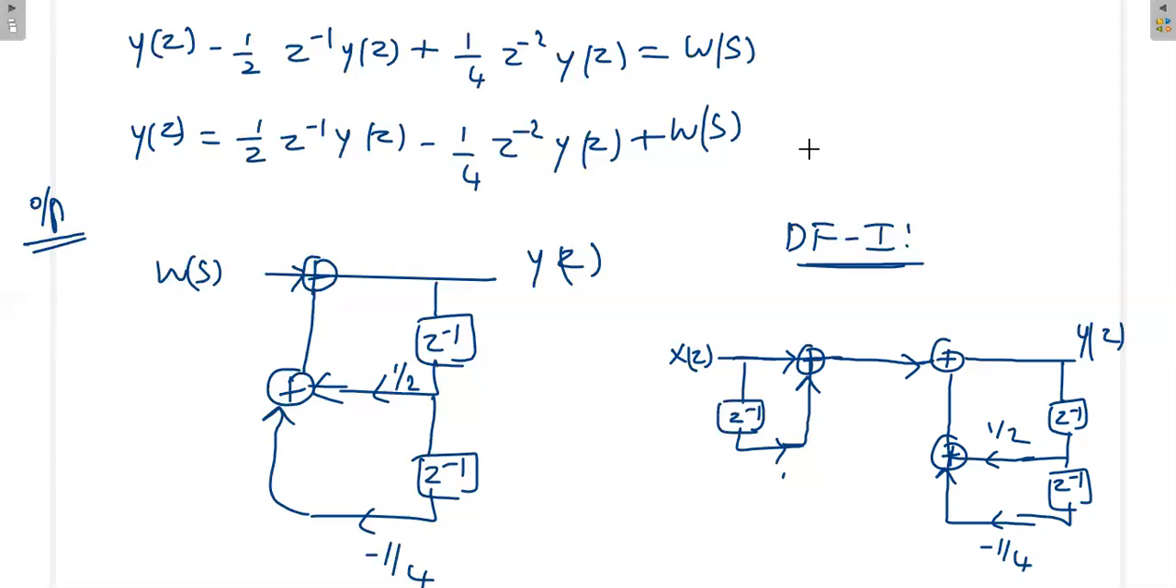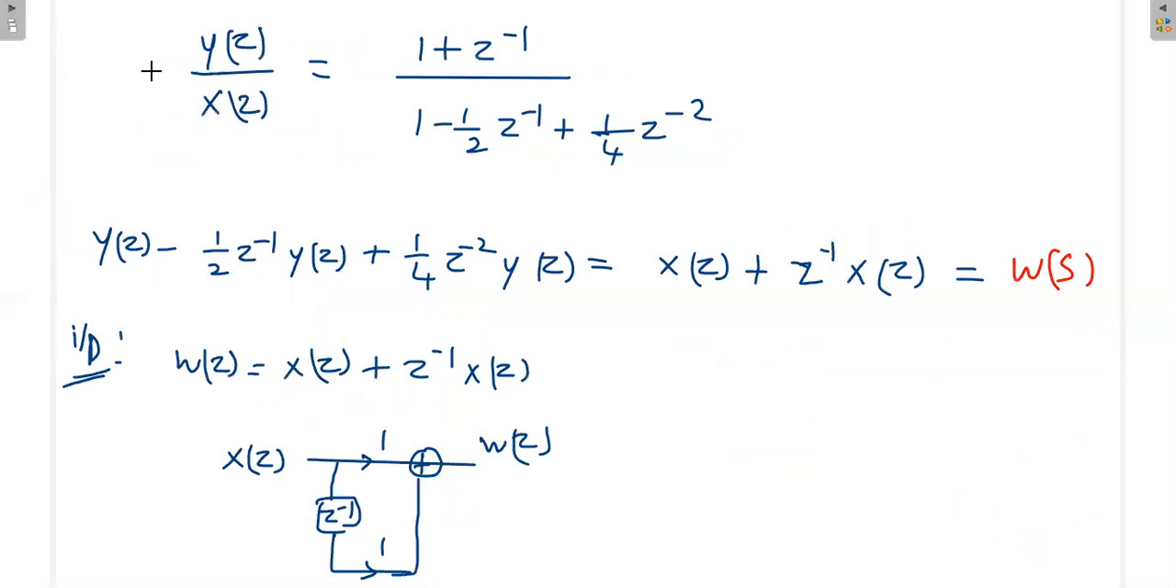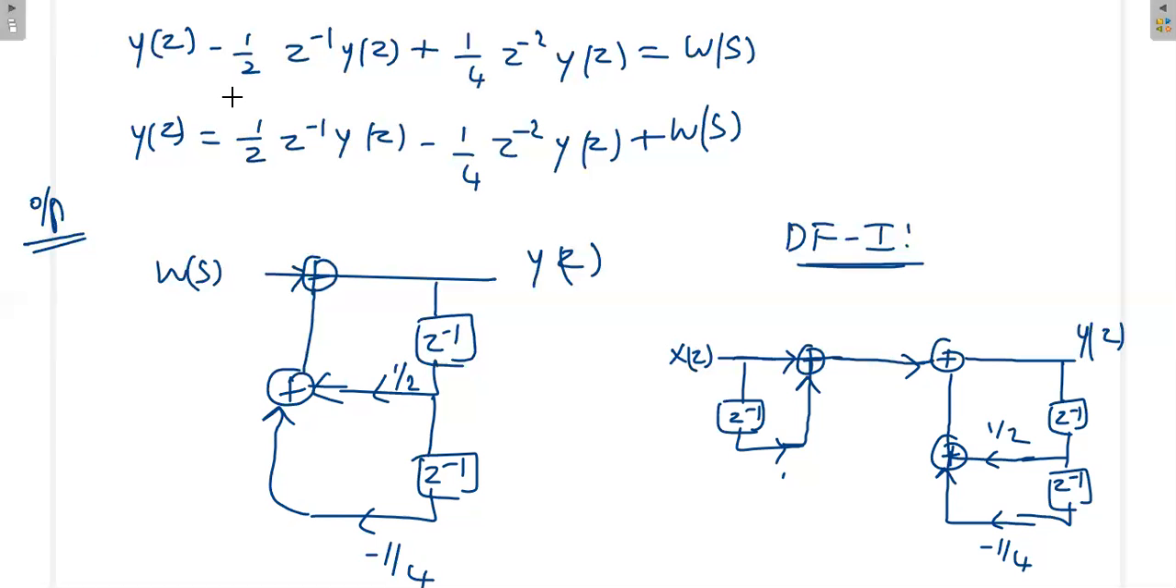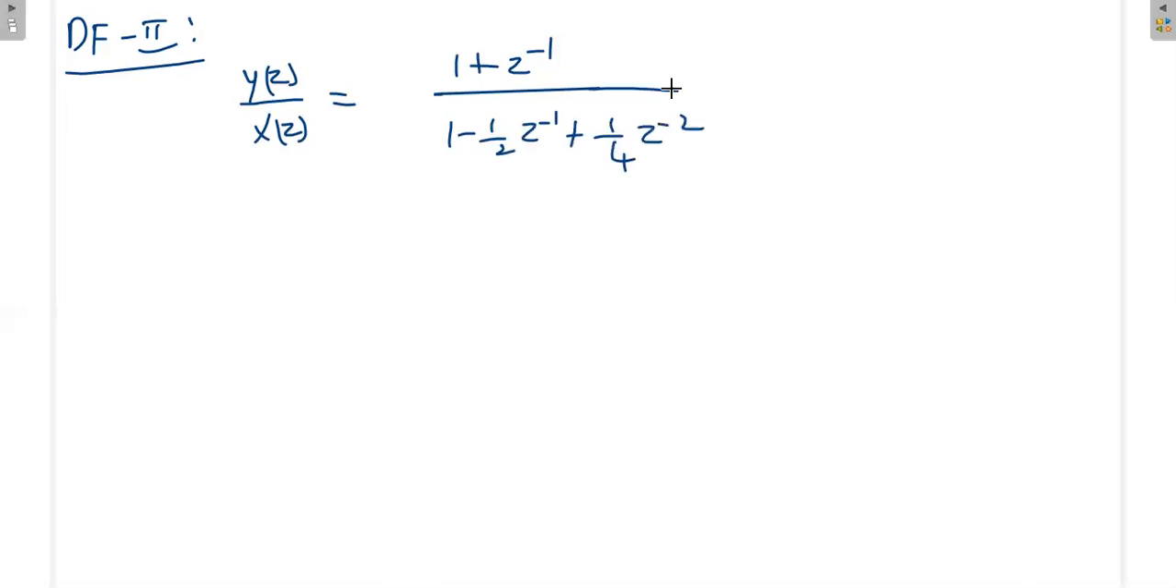Okay, so next the realization with the direct form 2 structure. Direct form 2 realization. What is the h of z? This is h of z. So y of z divided by x of z is equal to 1 plus z inverse divided by 1 minus 1 by 2 z inverse plus 1 by 4 z power minus 2.